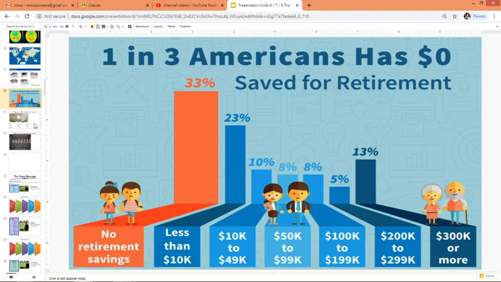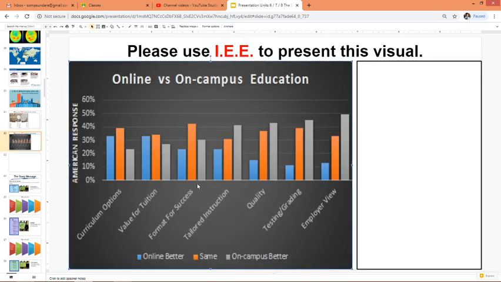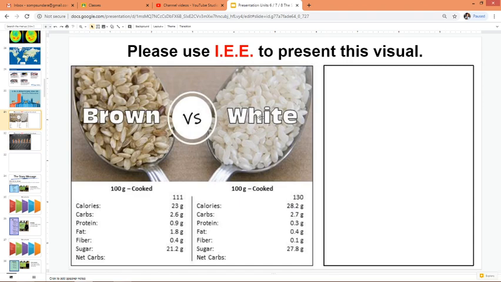Okay, that's IEE. Homework. I'm going to send you some pictures like this home for homework. All right, here's another one. And I need you to explain this visual using IEE. I want you to do it like this. You have this picture right here. Please use IEE to present this visual.